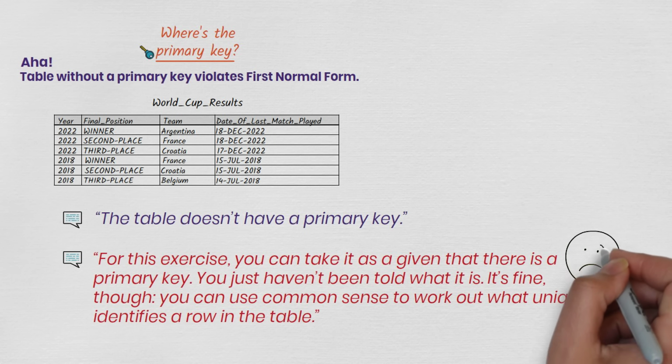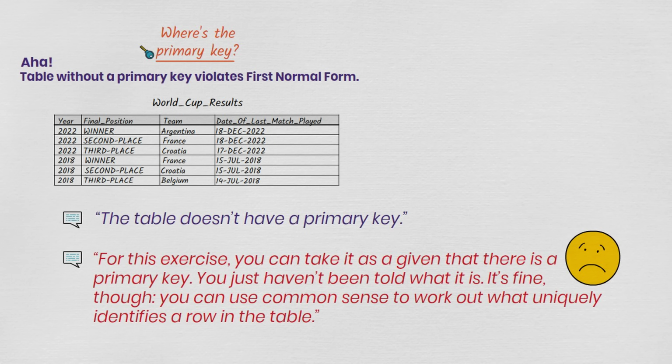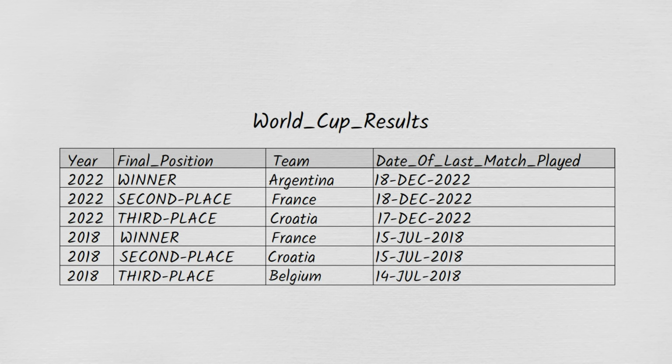This is an unwelcome turn of events. The easy answer turned out to be the wrong answer. And now you're being called upon to tackle the problem using your common sense, which you hadn't counted on using. Well, all right. Common sense. What uniquely identifies a row?